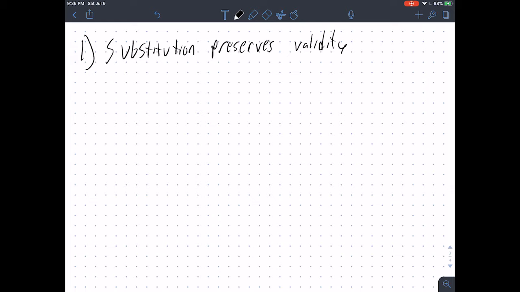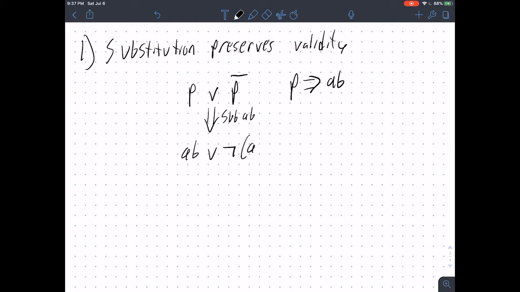So to illustrate this, let's consider a schema that we know to be valid, the alternation P or not P. And so let's, for that, substitute A and B in for P. So P goes to A and B. So how we would substitute this with a negation sign is this goes to A and B or not A and B.